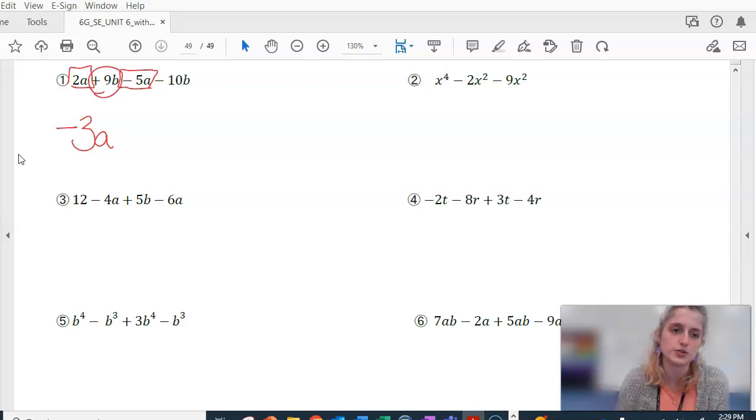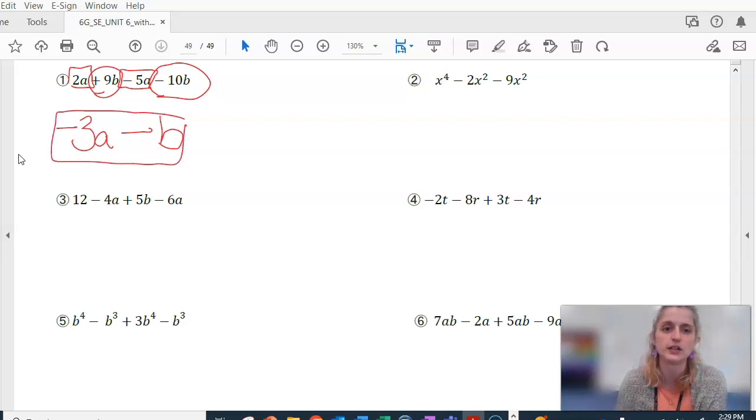9b, it's a positive. Make sure you circle that plus sign. Minus 10b. I have 9 and I'm taking away 10. That's going to leave me with 1 extra b that I still have that's negative. So that's a minus 1b, which we don't actually write the 1 coefficient. We just see that that's a b, a single 1b. That's our final answer.